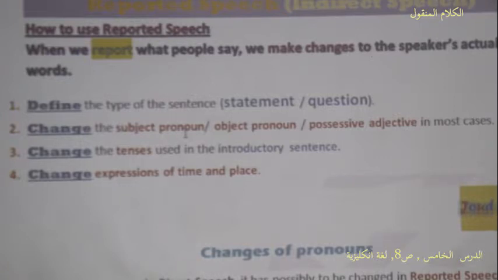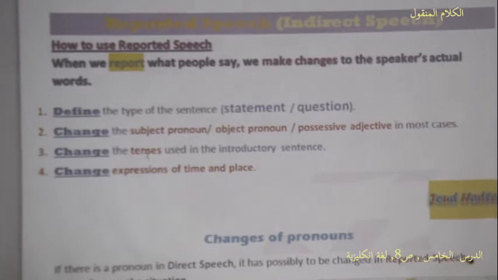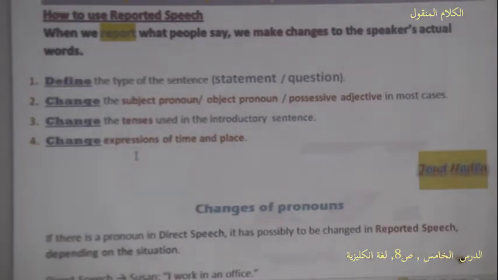And the third change is to change the tenses, or we can say the back shift of tenses, to change tenses from the present to the past depending on the introductory sentence. Now the fourth change is to change the expressions of time and place, or the references of time and place. Let's talk about each change in detail.